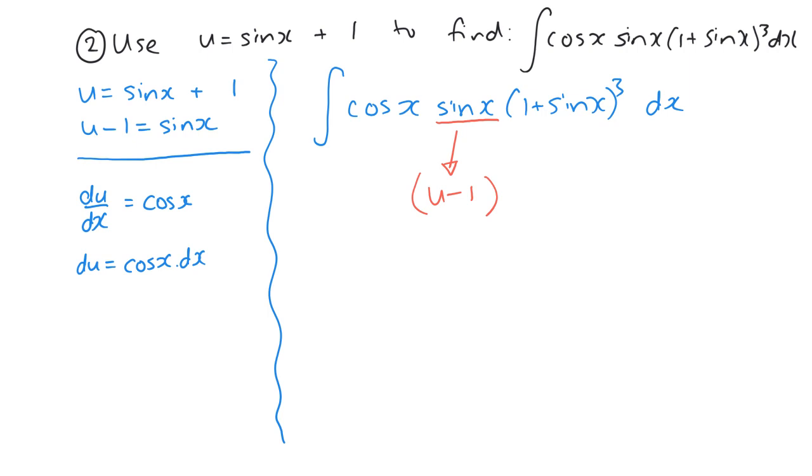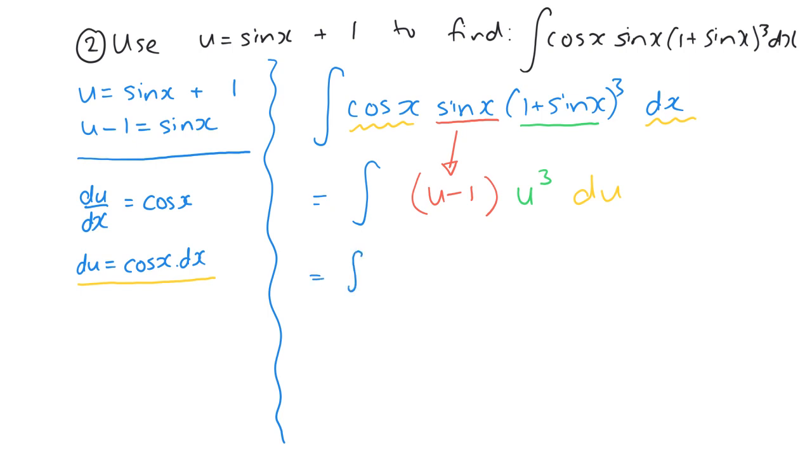The (1 plus sine x) all cubed, well, our u is sine x plus 1, which is the same as 1 plus sine x, so we can write that as u cubed. And notice what we've left now. We've got cos x dx, and you can see over here, cos x dx equals du.